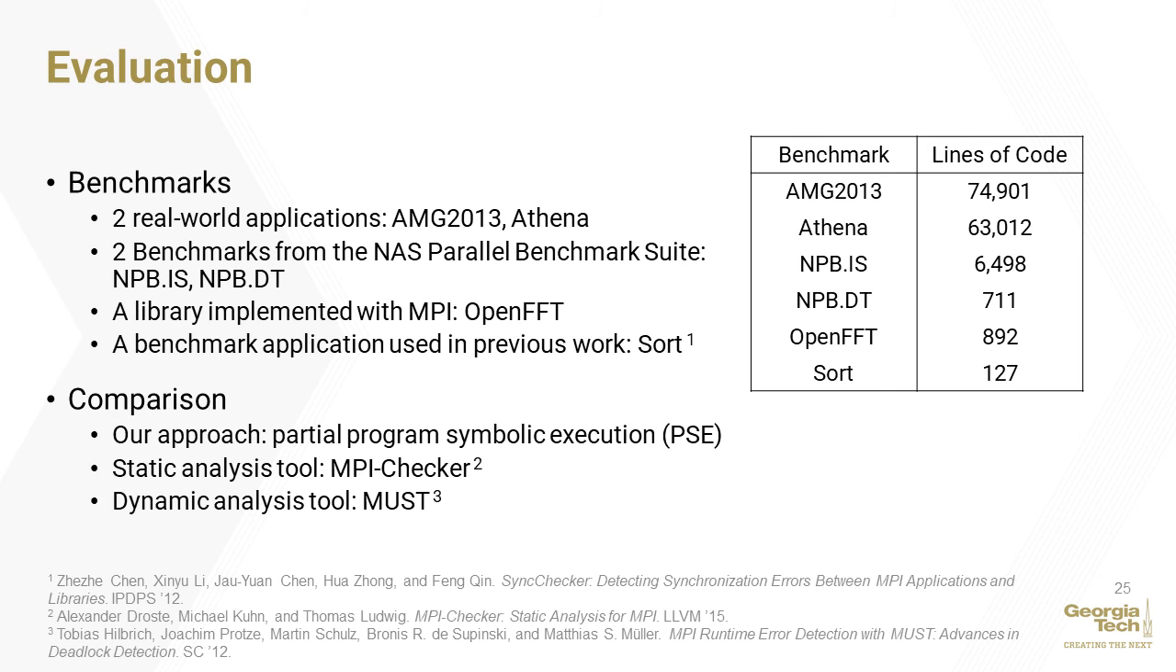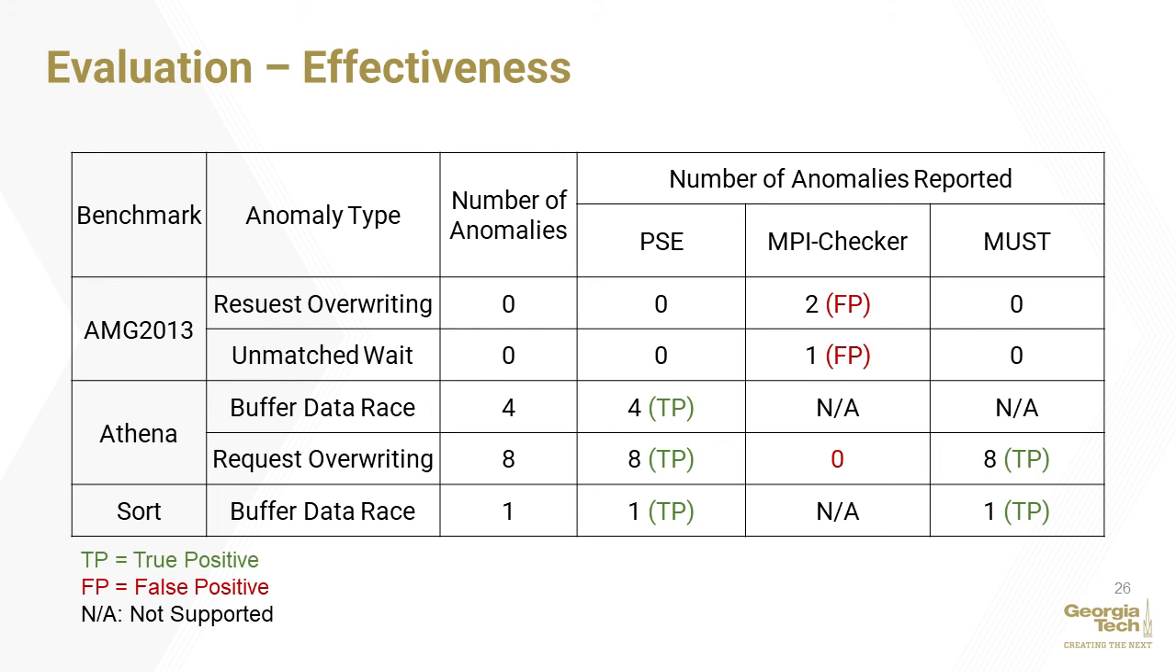We evaluated our approach on several benchmarks, including 2 real-world applications, 2 benchmarks from a HPC benchmark suite, a library implemented in MPI, and a benchmark used in previous work. We compared our approach with a static analysis debugging tool called MPI Checker and a dynamic analysis debugging tool called MOST for MPI. The benchmarks contain 13 anomalies in 2 of them. Our approach successfully identified all of them without false positives.